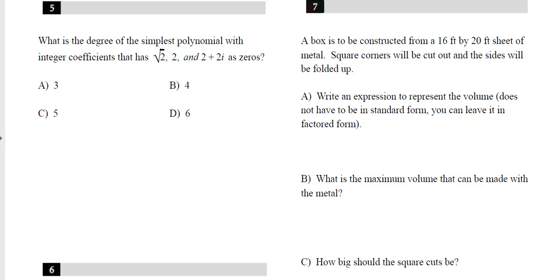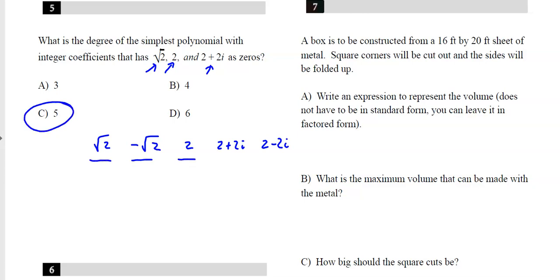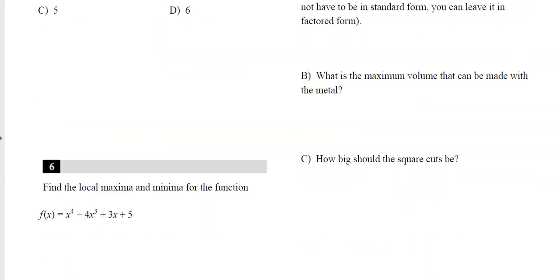zeros? So I have an irrational, so I know those come in pairs. I have a rational, so that doesn't come in pairs. Then I have a complex, which also comes in conjugate pairs. So it looks like this is going to be a degree 5, because I have 1, 2, 3, 4, 5 zeros there. So basically you just had to know that irrationals and complexes come in conjugate pairs. So there's really 2 of them.